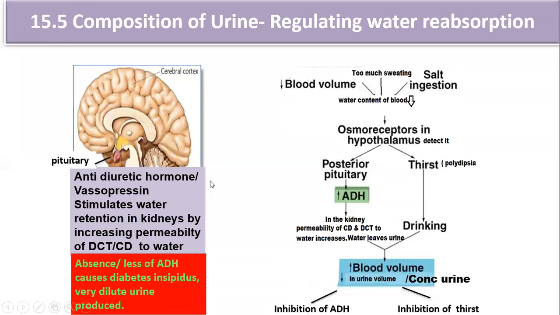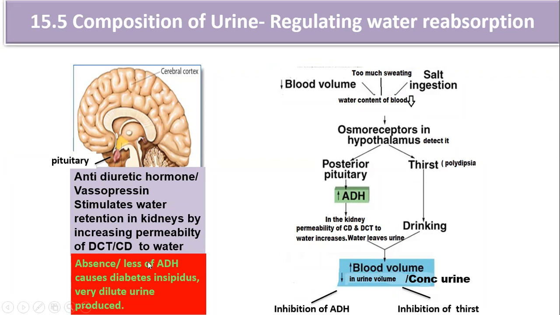If the ADH is not there in your body, then you are going to suffer from a disease. That disease is called diabetes insipidus. So deficiency of ADH, or a lesser amount of ADH in your body, can cause a disease called diabetes insipidus.